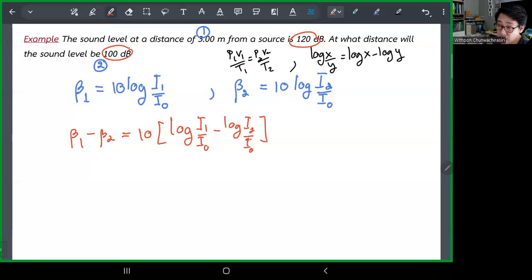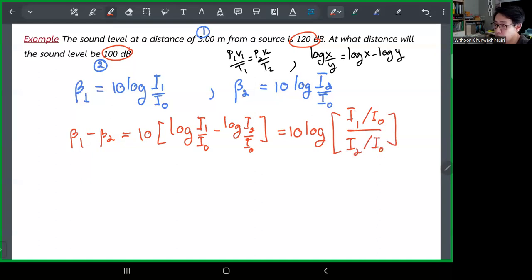But now the difference of two logs is just a log of the ratio. So it's going to be 10 log of I1 over I0 divided by I2 over I0. Very nice. And then you notice right away that your I0 just cancels, which is good. We don't care about the I0 anymore. And now you have the ratio between the two intensities sitting around for you to do the comparison.